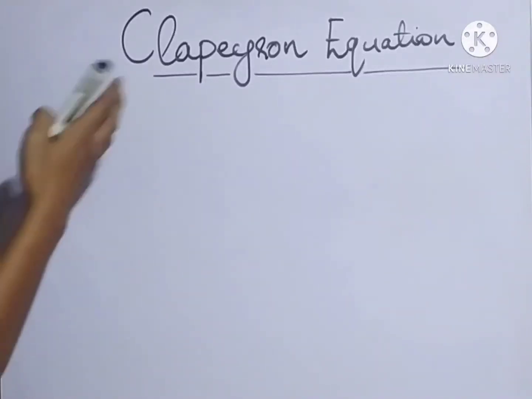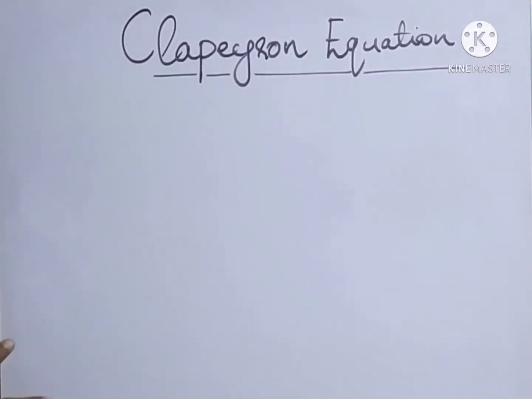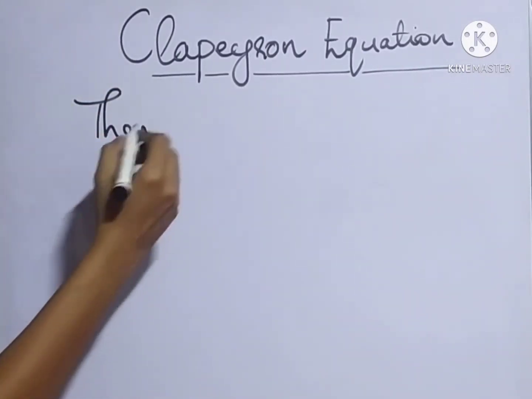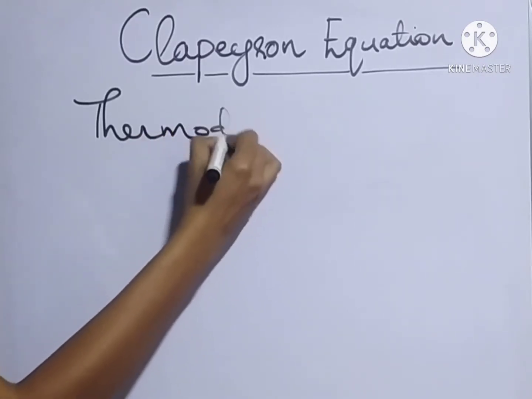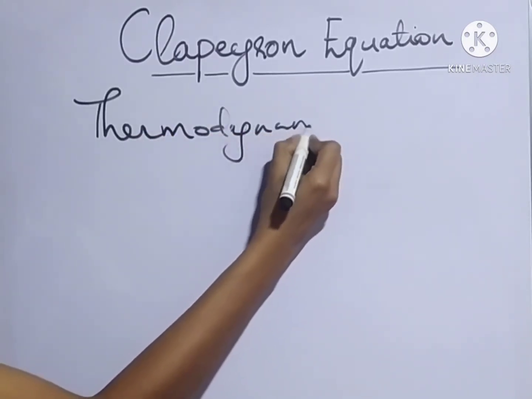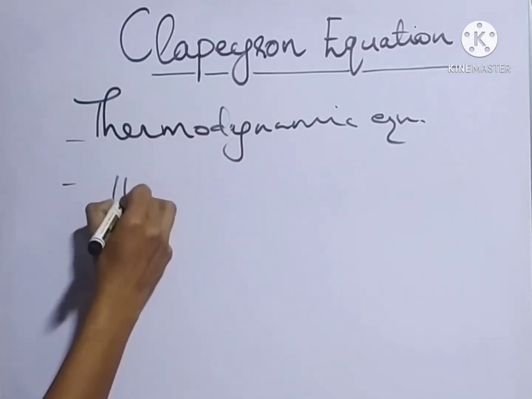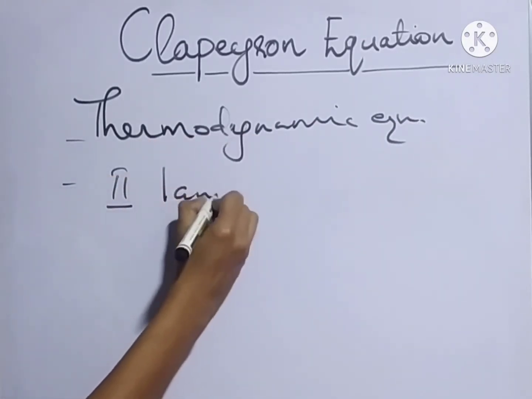Today we are going to discuss the Clapeyron equation. This is a thermodynamic equation derived from the second law of thermodynamics. So this is a thermodynamic equation based on the second law of thermodynamics.